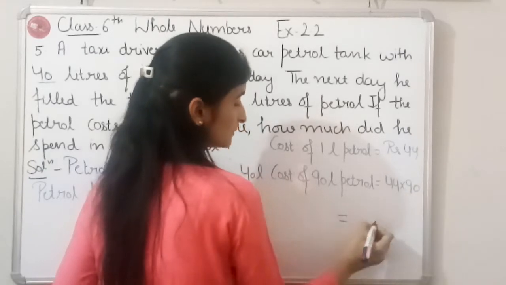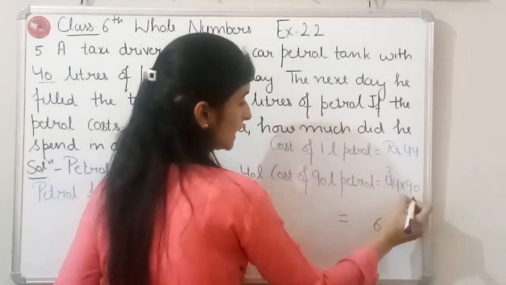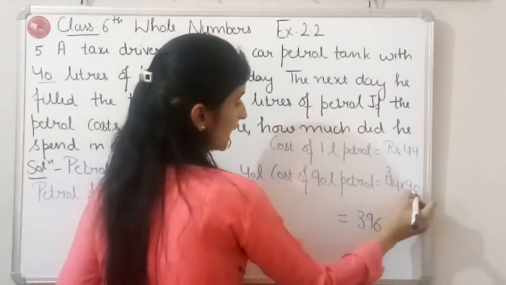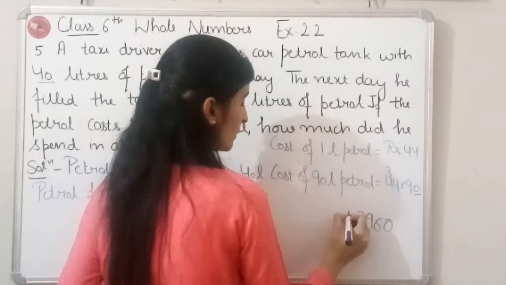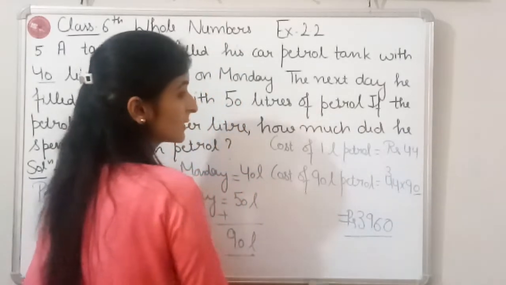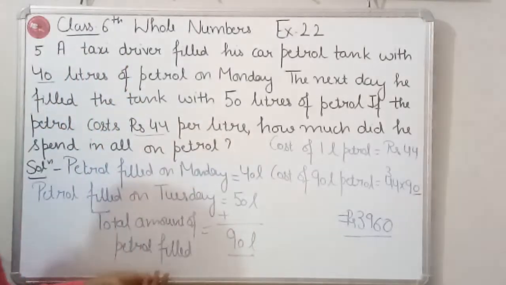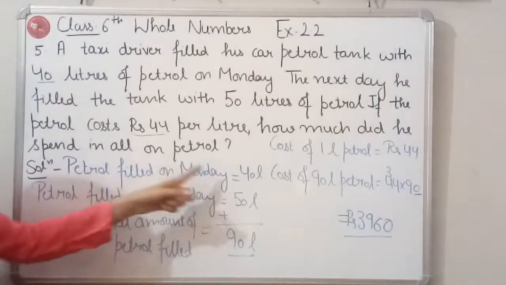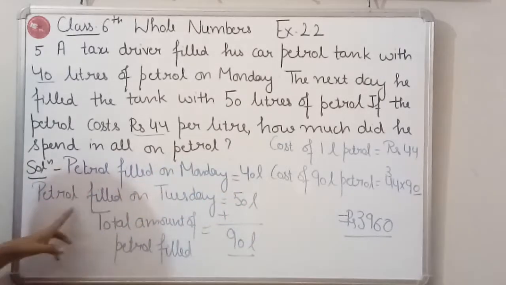9 4s are 36. Again 9 4s are 36. 36 plus 3 is 39. And then 0. So the cost of 90 liters of petrol will be 3960. So children, we had given the petrol filled on Monday, 40 liters, and petrol filled on Tuesday, 50 liters.